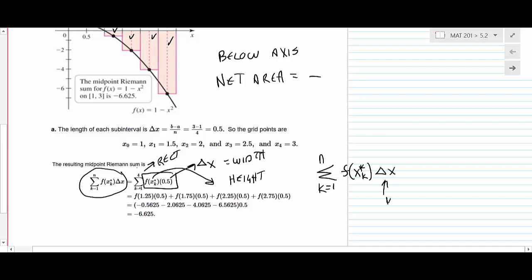I'm sorry, I said that wrong. Delta x is the width. That's the height like that. Does that make sense, what the notation's saying? That's the number one thing I want you to get out of the sigma stuff, is the notational system that we're going to use for this.